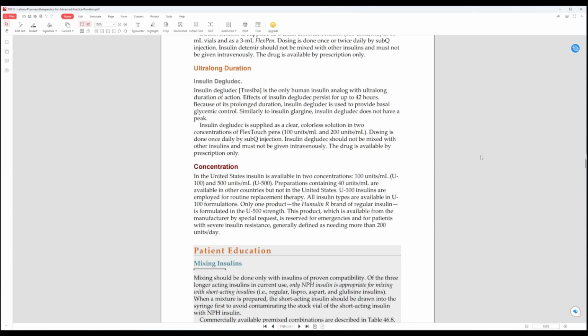Insulin degludec is supplied as a clear, colorless solution in 2 concentrations in a FlexTouch pen, either 100 units per ml or 200 units per ml. Dosing is done once daily by subcutaneous injection. It should not be mixed with any other insulins and must not be given intravenously. The drug is available, again, by prescription only.